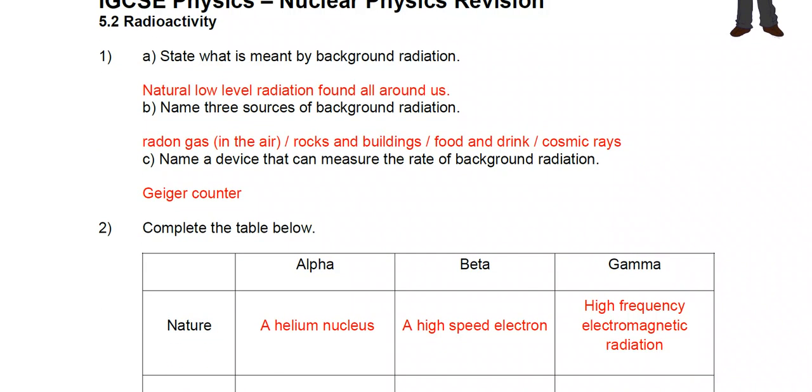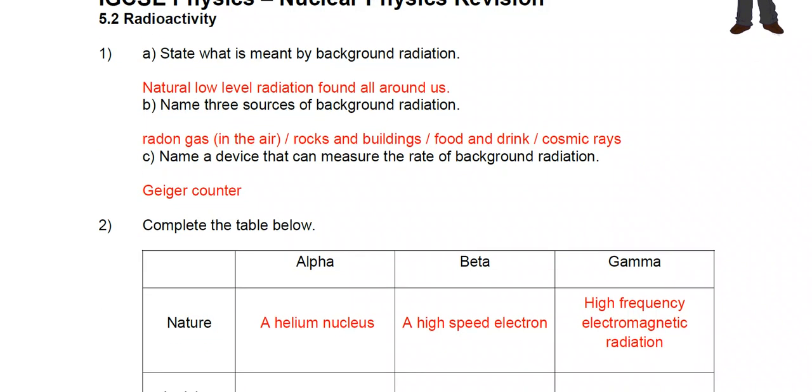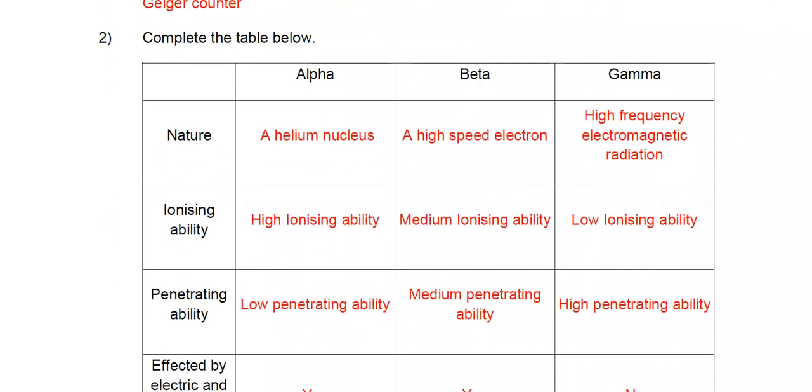C. Name a device that can measure the rate of background radiation. Well, a device called a Geiger counter can measure background radiation. Number 2. Complete the table below.